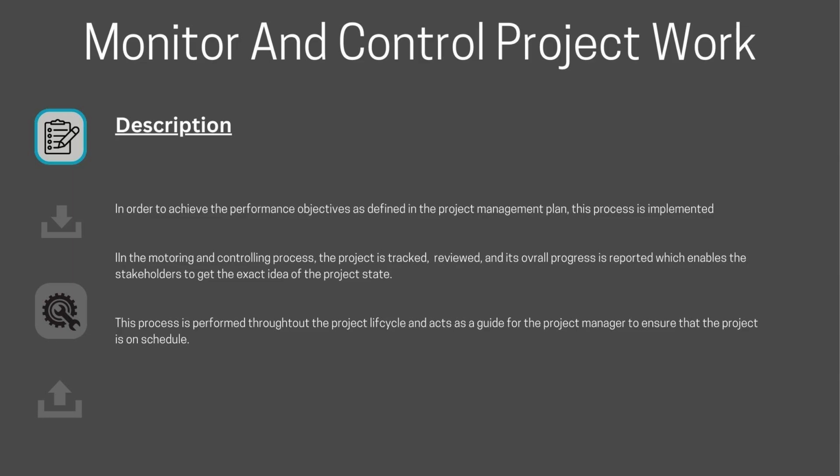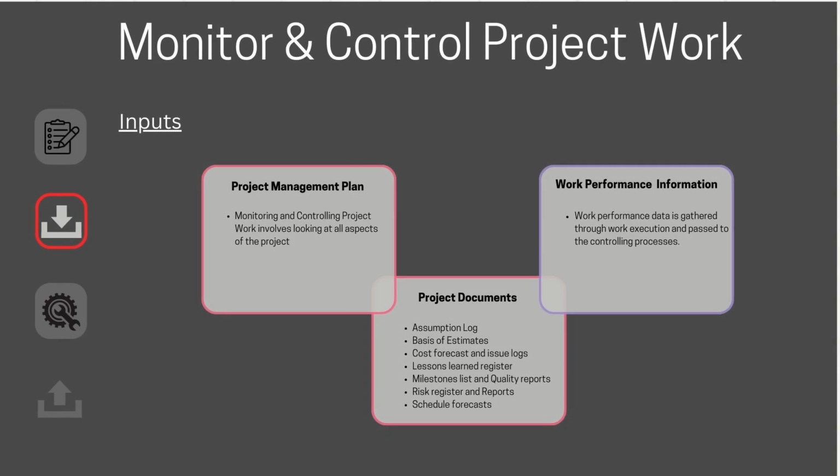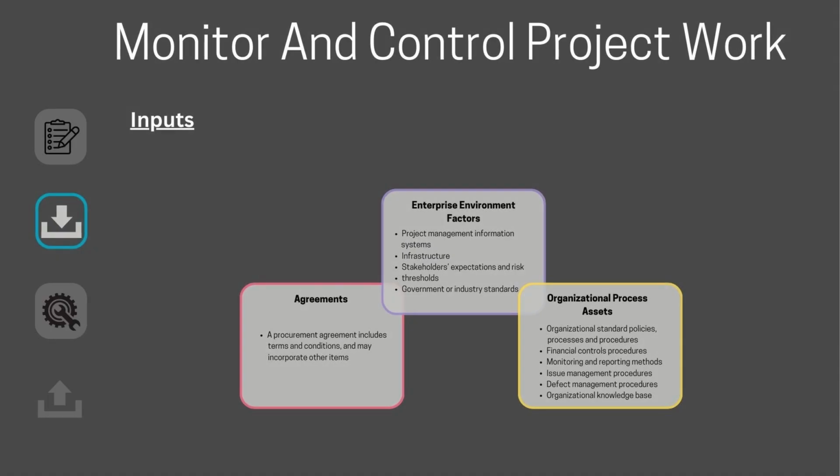This process consolidates control activities to ensure everything defined in these 9 knowledge areas is monitored and checked. The inputs to this process would include documents like the assumptions log, basis of estimates, cost forecasts, lessons learned register, milestone list, and quality reports. Work performance information is a key input here, as it involves process data that provides specific insights into monitoring and controlling project work. Other inputs may include agreements, enterprise environmental factors, and organizational process assets.